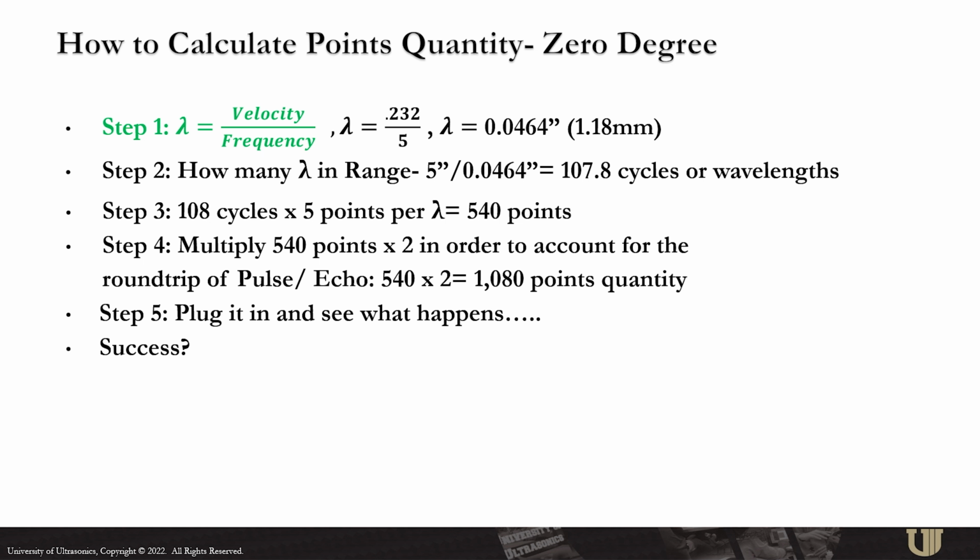Step four, multiply those 540 points by 2, because we have to account for the round trip, the pulse going out and then the returning echo when we do pulse echo, because we're recording on both paths. So 540 times 2 would give me a 1080 points quantity. Next we're going to go back to the OmniScan, plug that in and see what happens and see if we have success.